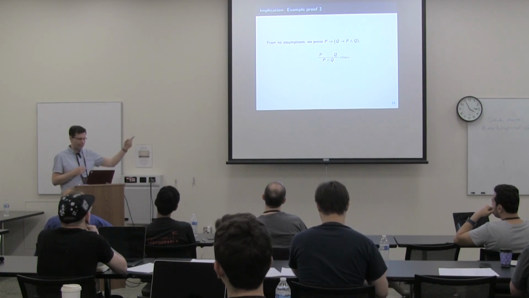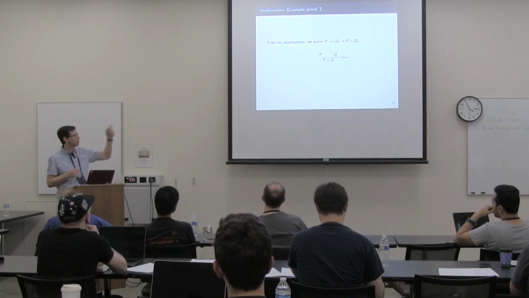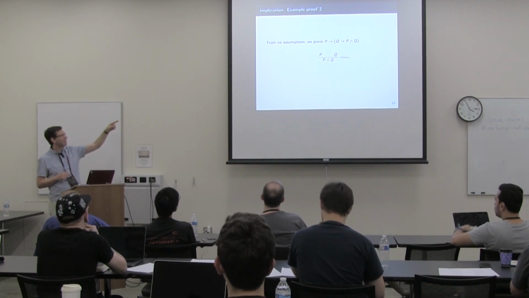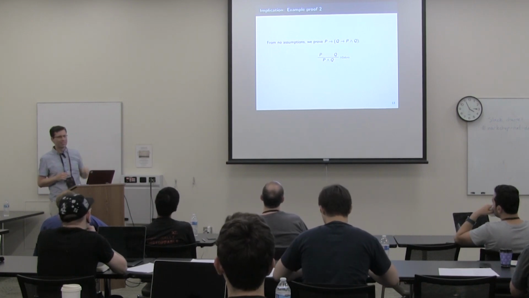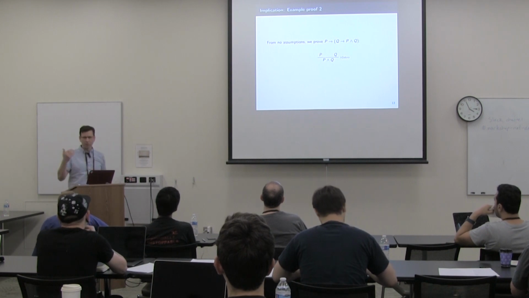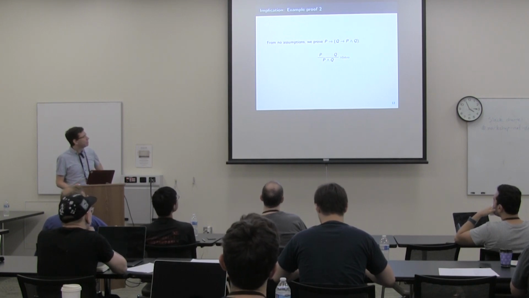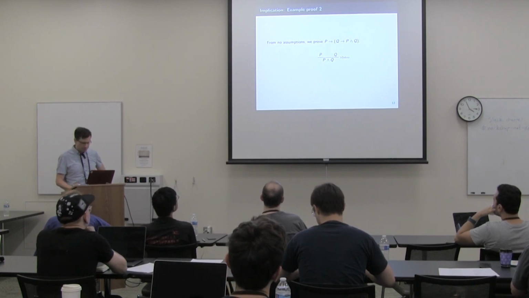Now, wait a second, you said I had no assumptions. Well, why do I have two assumptions? Well, because these are both temporary assumptions, right? I'm temporarily going to assume P, and temporarily assuming Q. At some point later in the proof, they're going to get canceled. So by assuming those, I can introduce conjunction to get P and Q.